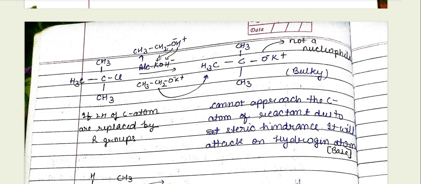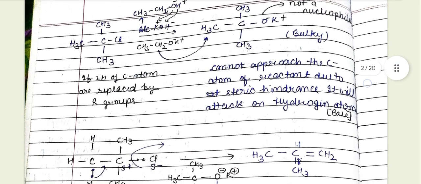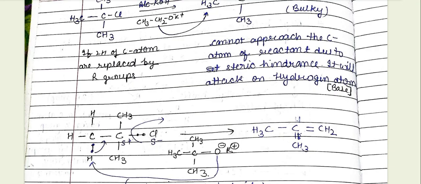CH3CH2CH2Cl in the presence of alcoholic KOH gives rise to CH3CH2CH2O negative, K positive. It is not a nucleophile but has a bulky group, so it cannot approach the carbon atom to react due to steric hindrance. It will attack the hydrogen atom and behave as a base.